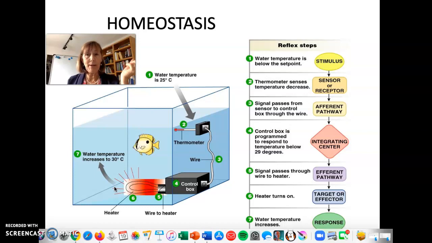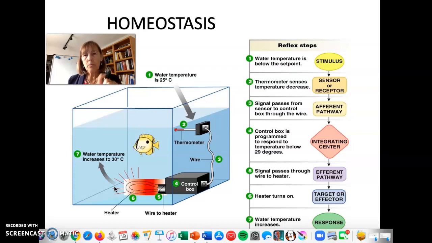Usually we're talking about the brain. In this case, it's a little control box. It's the black control box there, and it's programmed to respond to temperature below 29 degrees. So what happens is it's at 25, so that trigger is going to hit it. It's going to send a signal through, in this case, a wire. We're really thinking of neurons, to the effector. So in this case, our effector, the portion that can do something about fixing that problem.